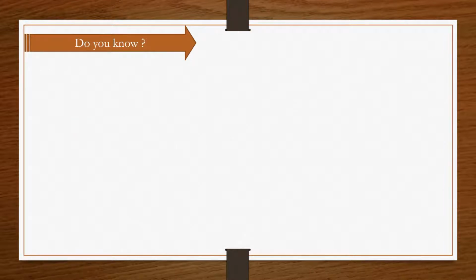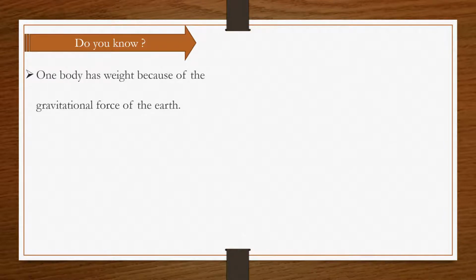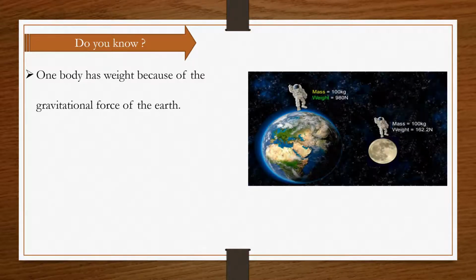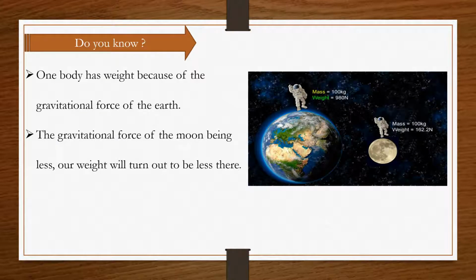Now students, do you know that one body has weight because of the gravitational force of the earth? And the gravitational force of the moon being less, our weight will turn out to be less there. But our mass, however, is the same at both the places.